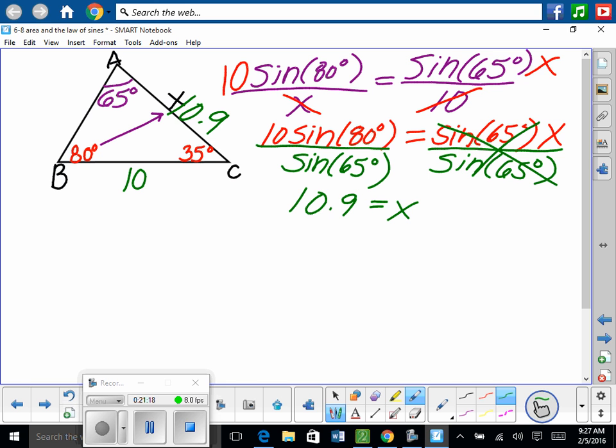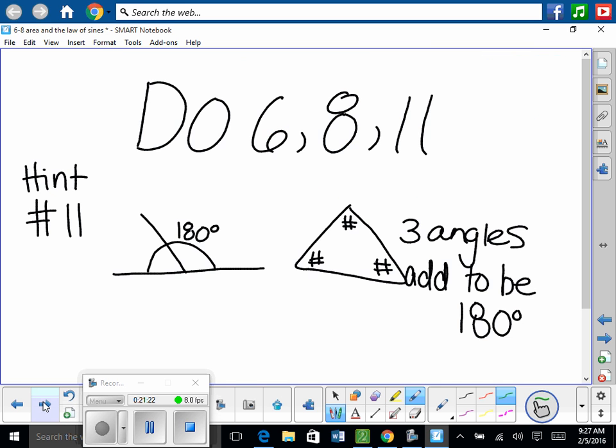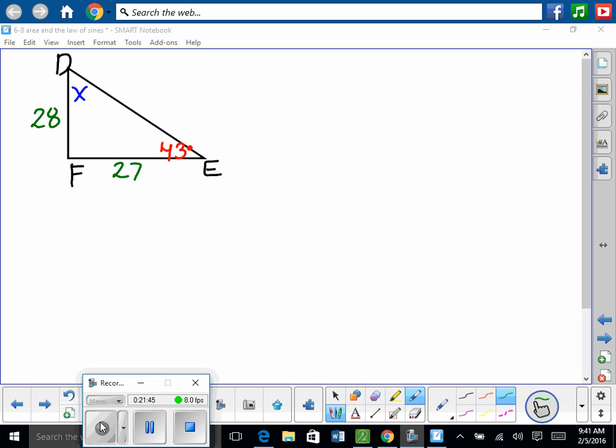Okay, so I'm going to have you practice finding missing side lengths using the law of sines. These are the problems you're doing: 6, 8, and 11. On 11, don't just say, oh, I can't do it. I guarantee you can do it. Everything you need is there. If you need a hint, look up here. Don't just say, how do you do it? If I tell you how to do it, you didn't have to think through it. I need you to really try number 11 without asking me. Okay, ready, set, go.